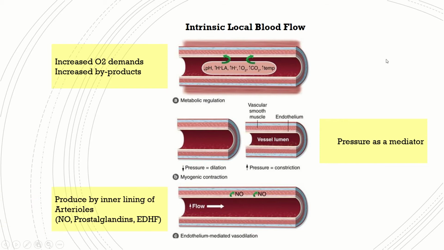And last but not least are chemicals that are produced by the inner lining of your arteries. We call that the endothelium. They are capable of producing powerful vasodilators such as nitric oxide, prostaglandins, and EDHF. All of these are going to align themselves and have an action on the smooth muscle and allow for vasodilation. It's going to play a big role during exercise because it's also going to work to offset sympathetic activity.